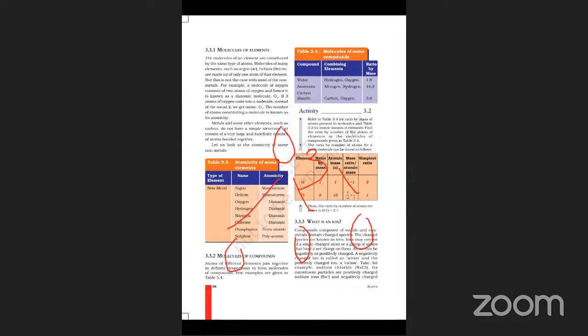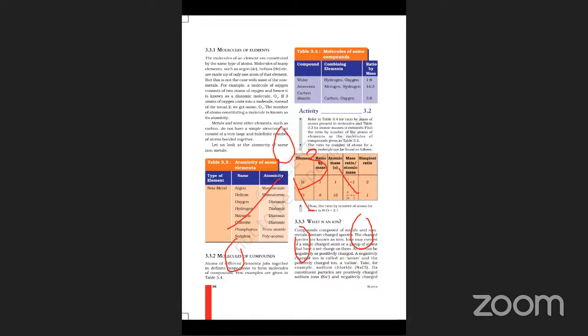You will see there are three atoms of oxygen united into a molecule. In case of the oxygen molecule, it is diatomic, so O2 will be the formula. The number of atoms constituting a molecule is known as its atomicity. What is atomicity? The number of atoms constituting a molecule is known as its atomicity.